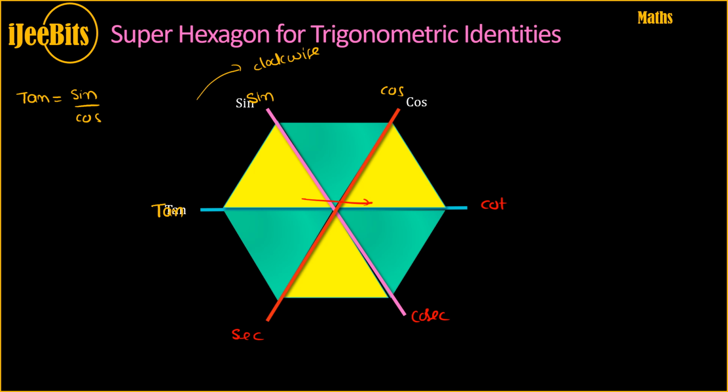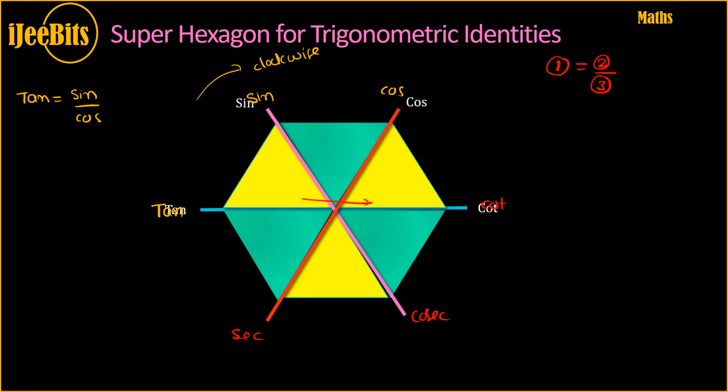Now, how is this hexagon going to help us? What we are saying is, the relation tan means sine by cos. Let's take any three from this hexagon and make this relation: the first one is equal to the second ratio by the third ratio. Any order that you can take, the 1 is equal to 2 by 3. That was the technique.